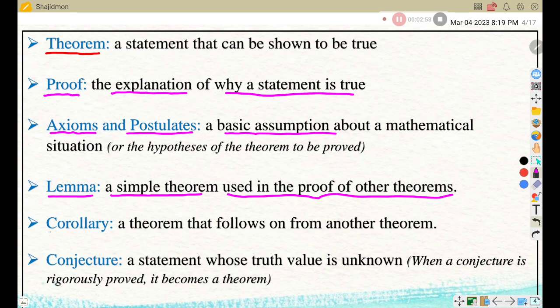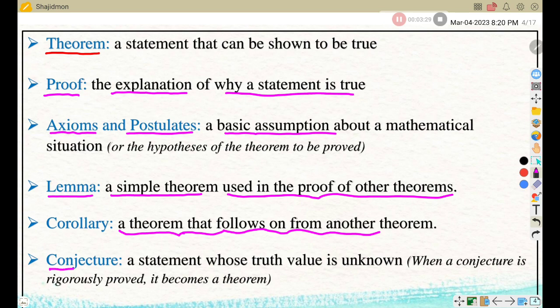Now the next one is corollary. What is the meaning of corollary? A corollary is a theorem that follows from another theorem. It is a theorem only, but it follows from another theorem. We have one theorem already proved, and from that theorem we get another theorem. That is called a corollary.